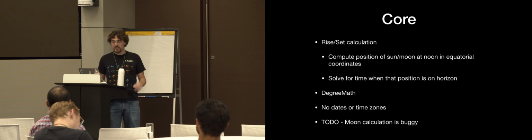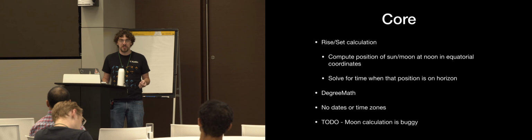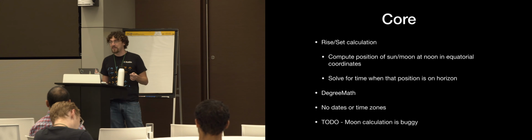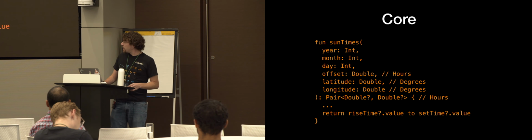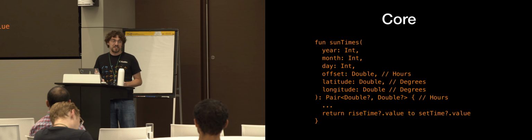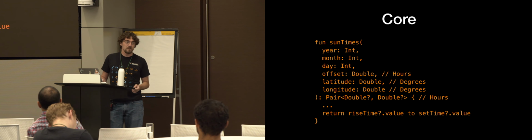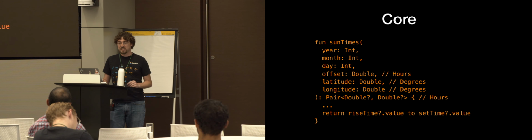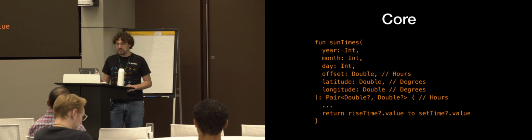And still work to do here. So I've gotten the sun calculation mostly working. I had a first draft of the moon calculation that isn't quite working, and I can't figure out why, so that's in my to-do. But the API of it is fairly simple. There's really two public functions that it exposes. There's one for the sun times and one for the moon times.